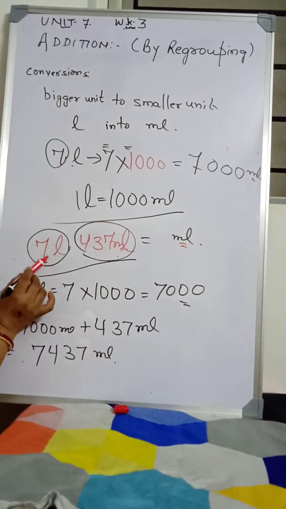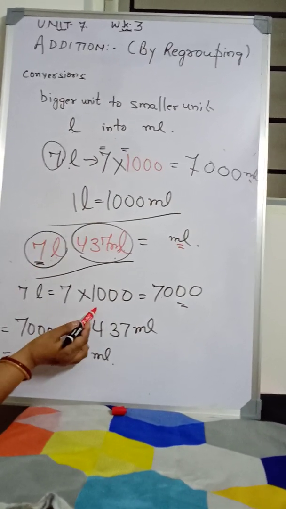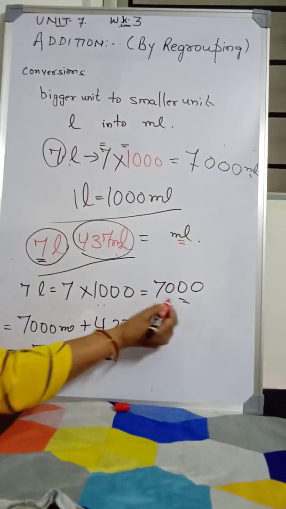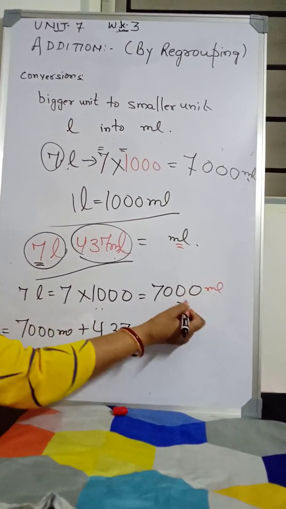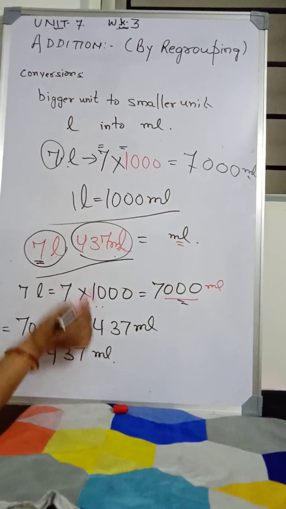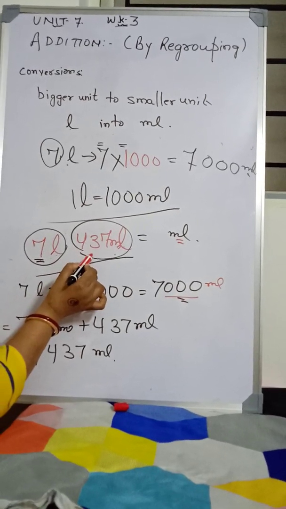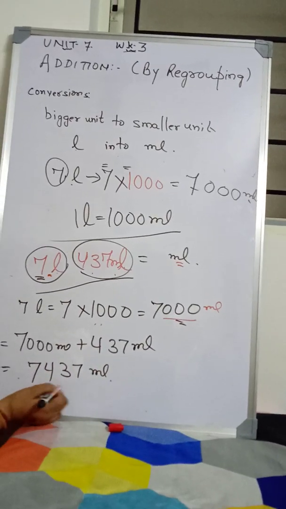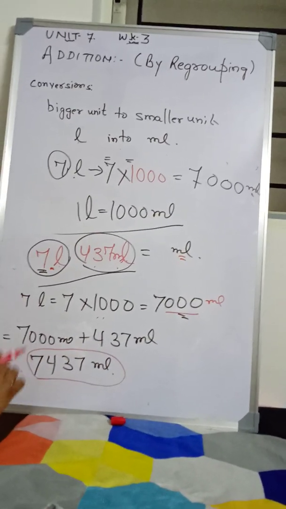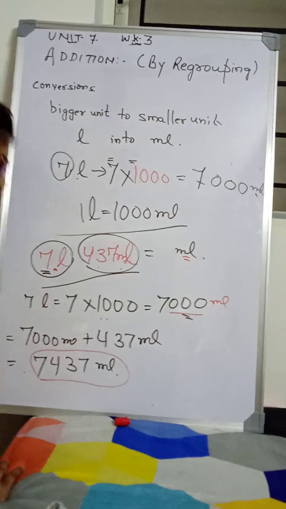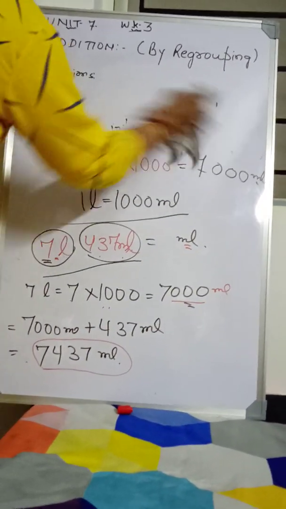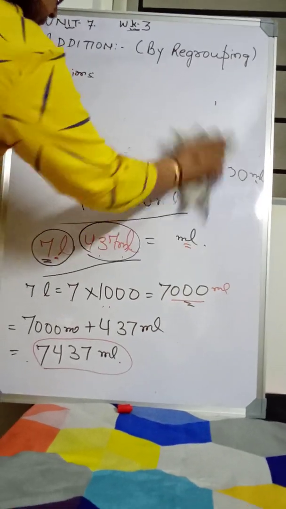In this way, children, you see how liter and milliliter is converted into milliliter. How? We just convert this liter into milliliter by multiplying the number of liter by 1000. Now, after converting into milliliter, this number of milliliter is added to the milliliter which is written along with this liter unit. So, after addition, the full number is converted into milliliter.